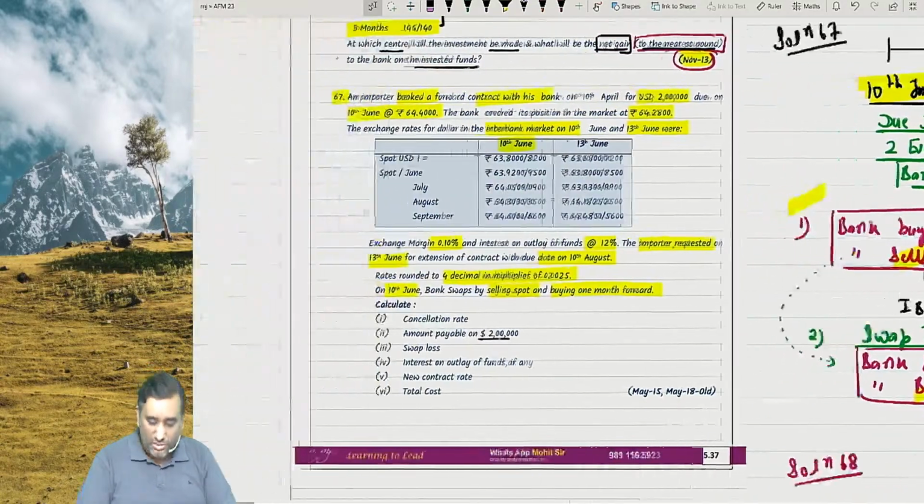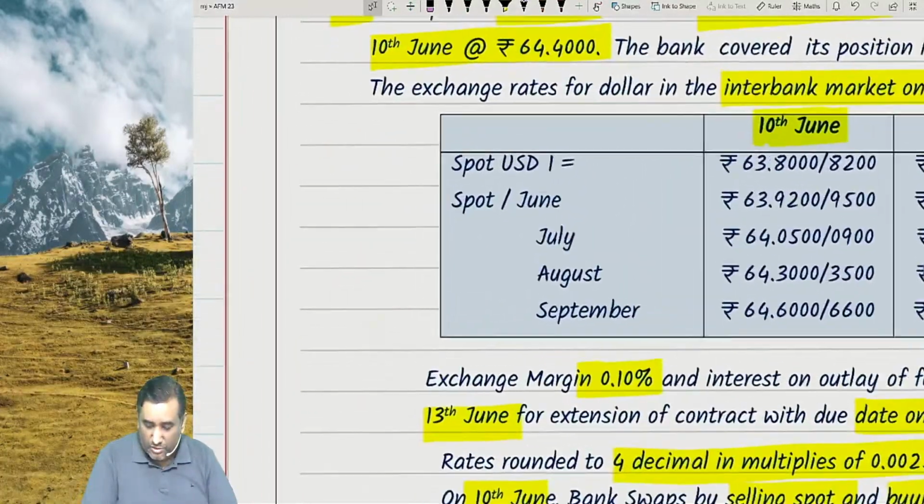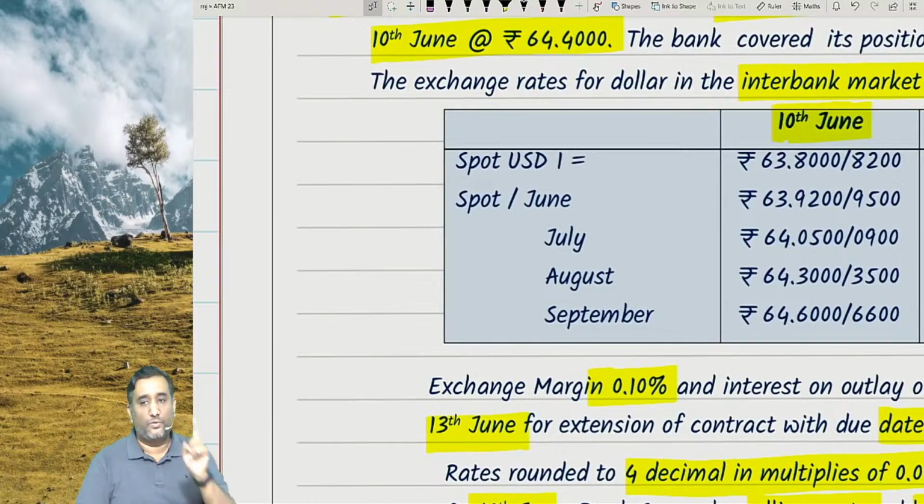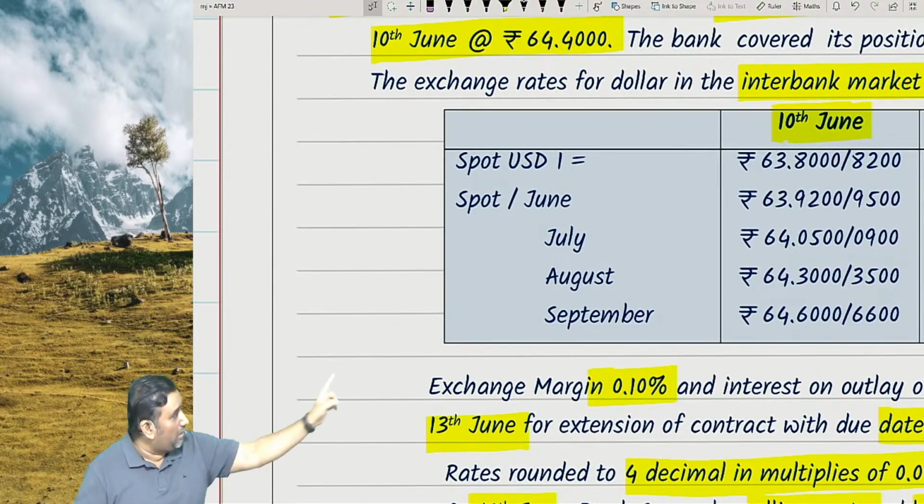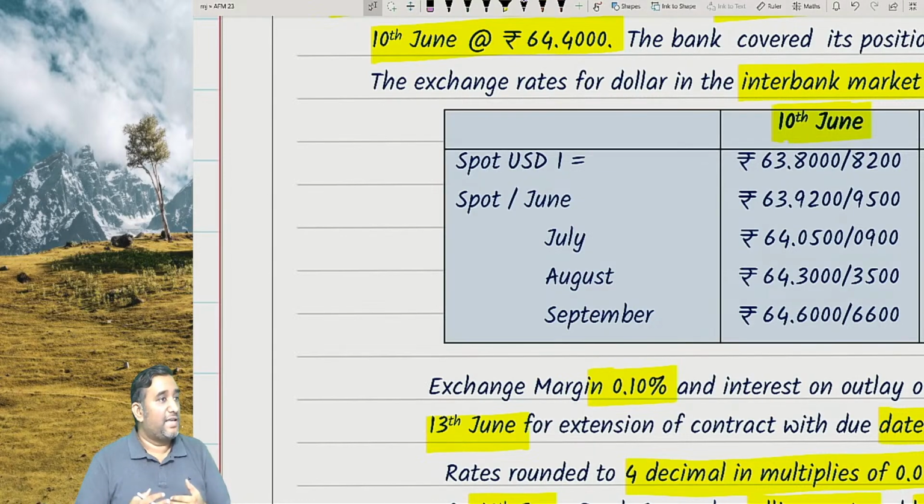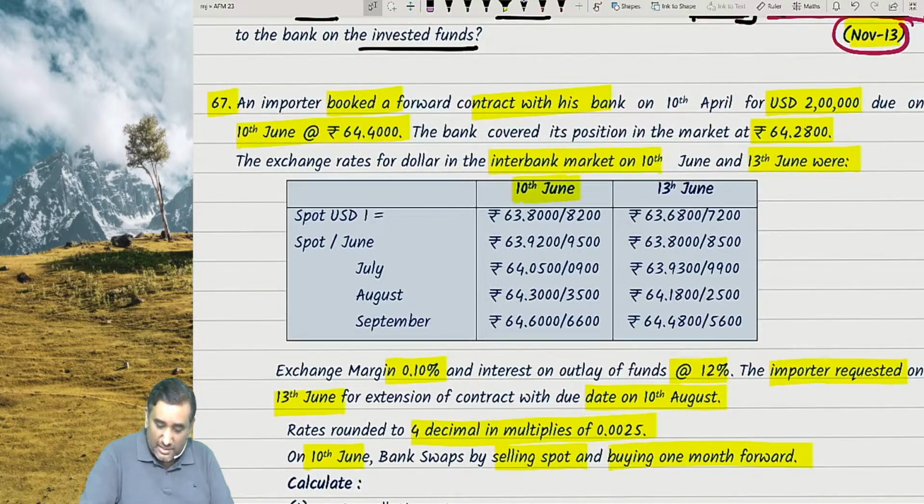On 10th June, when the question was standing there, he could see only these rates. Please look up and don't look at your screen. The problem a student faces is, when I say create the nearest possible forward rate swap, he says, sir, the nearest forward rate is 13th June. I am saying, sir, which date is this?